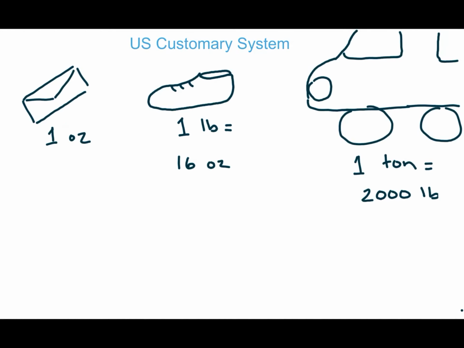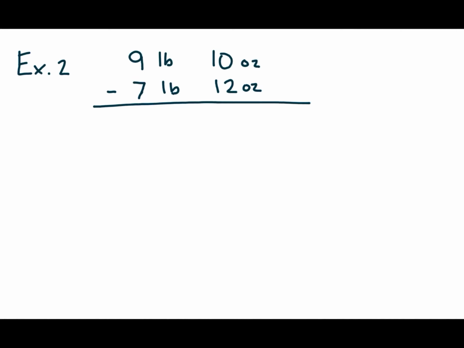Next, we're going to look at customary units. In the customary system, your book shows a picture of an envelope is about an ounce, a shoe is about a pound, and a small car is about a ton. And a ton is 2,000 pounds, and a pound is 16 ounces. So example 2 asks us to subtract 7 pounds, 12 ounces from 9 pounds, 10 ounces.